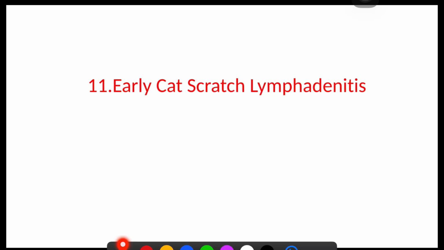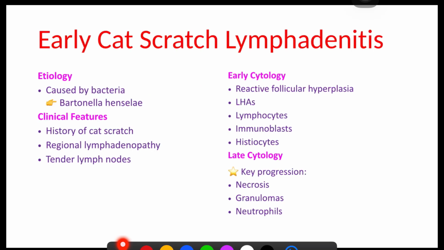Then early cat scratch lymphadenitis. The etiology is a bacterium named Bartonella henselae. Clinically, there is a history of cat scratch, regional lymphadenopathy, and a tender lymph node is the sign. Early cytology shows a polymorphous pattern, and the key pattern is a triad of necrosis, granuloma and neutrophils.